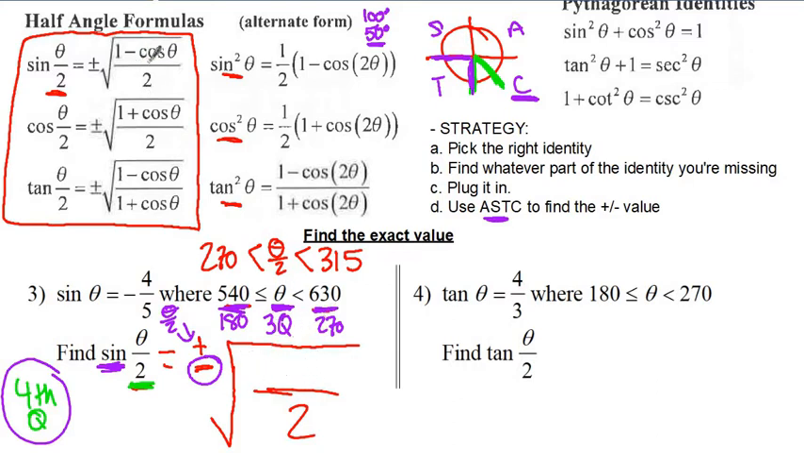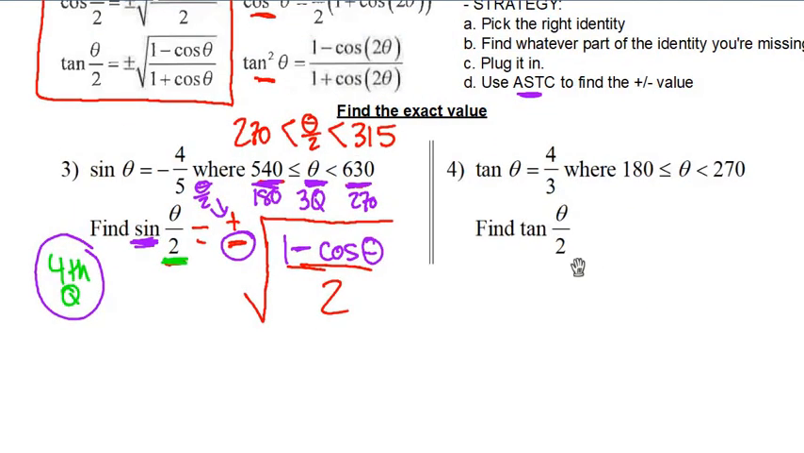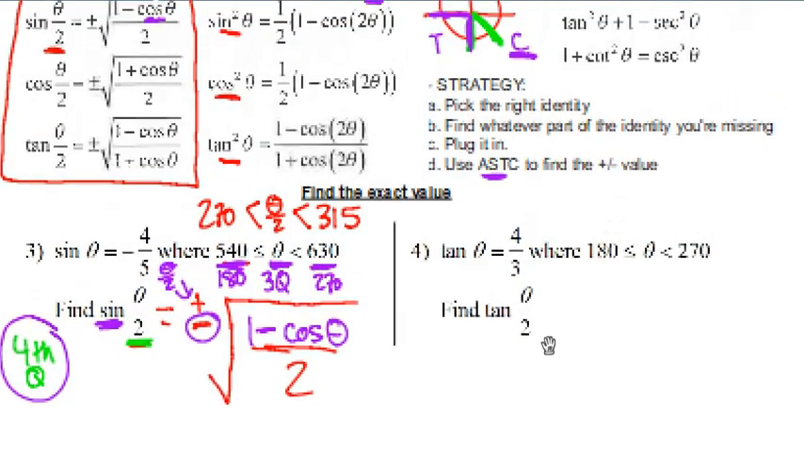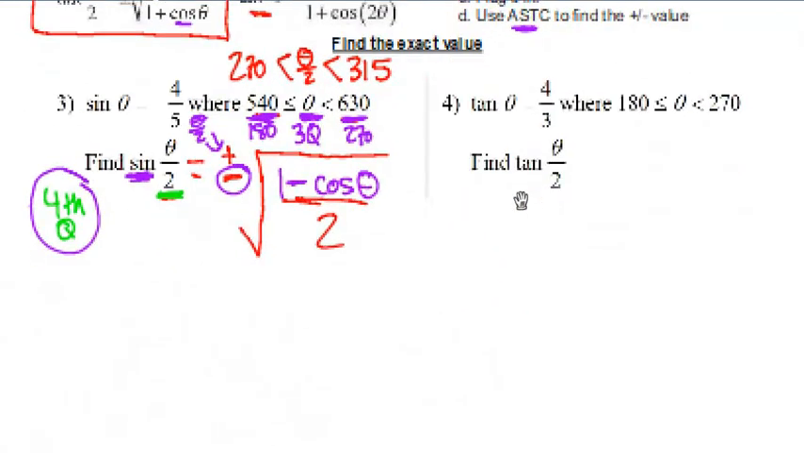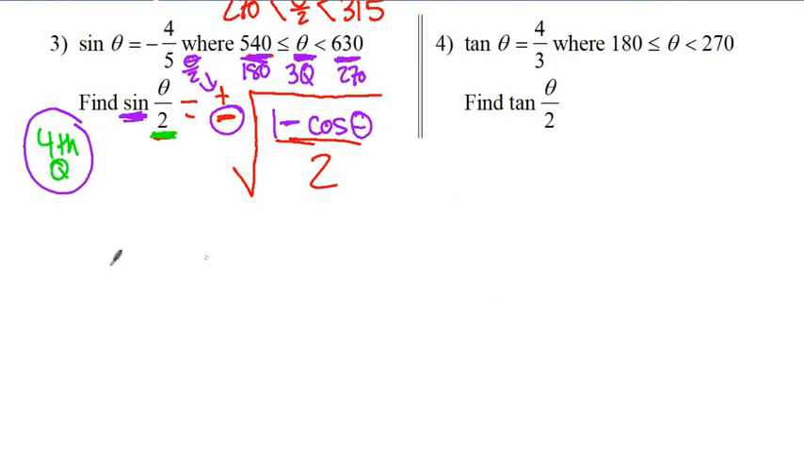Okay, now the formula says 1 minus cosine of theta. So 1 minus cosine, and then cosine of theta is going to be, well, we don't know what that is yet. We're going to find that. Okay, so let me rewrite this right here. And then obviously our second part of our strategy, part B, says find whatever part of the identity you're missing, and that is why I put these Pythagorean identities here. We're missing cosine because all of these formulas have a cosine in them, so the one thing that we need to find on every one of these formulas is what cosine is. So let me rewrite this.